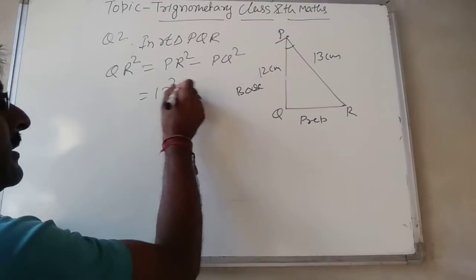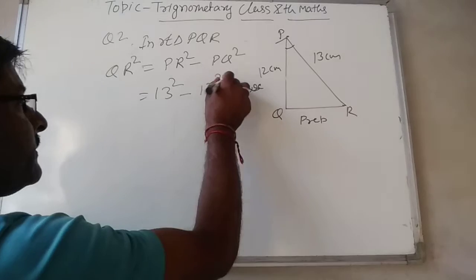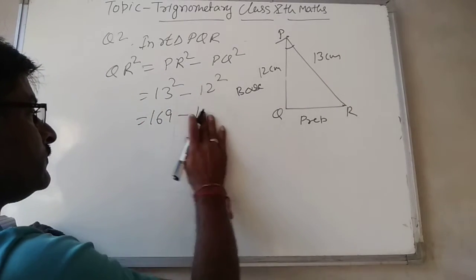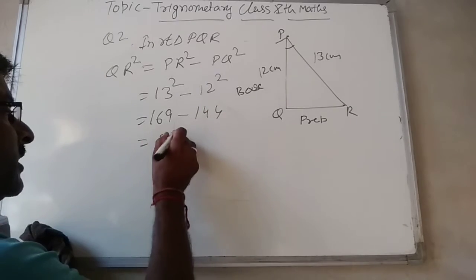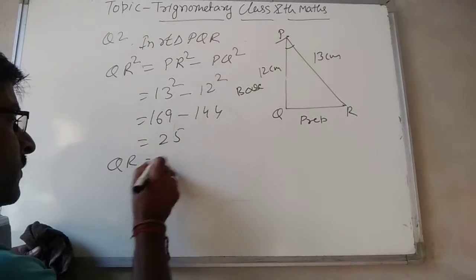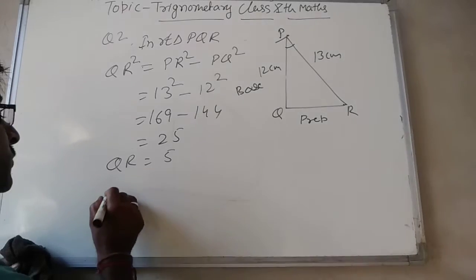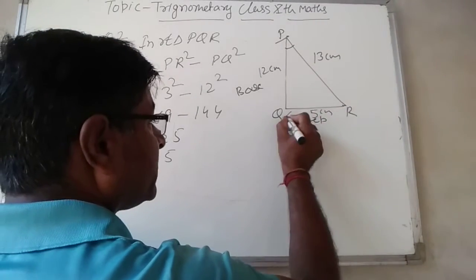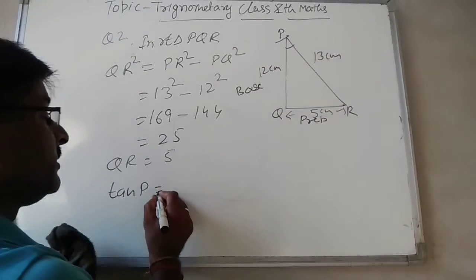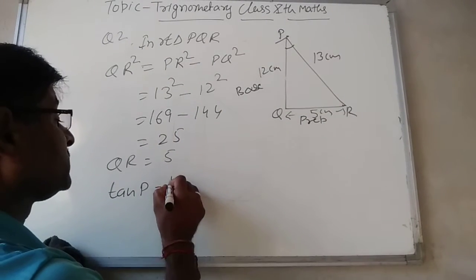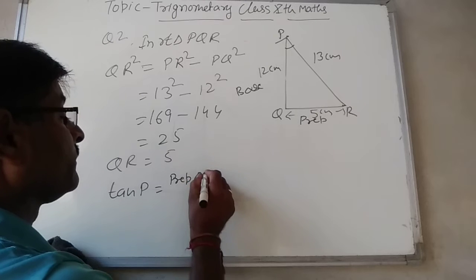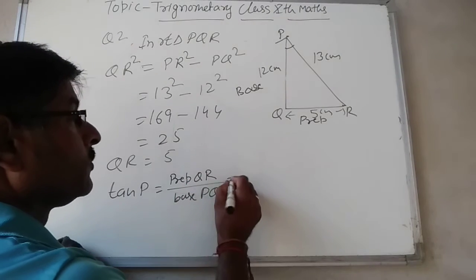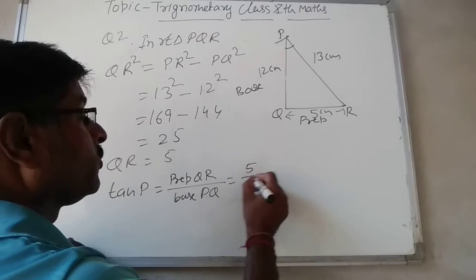So 13 squared minus 12 squared, 169 minus 144, is equal to 25. So QR is equal to 5. Now you can find tan P. Now we have all the three sides of the triangle. This is 5 centimeter. For tan, the ratio becomes perpendicular upon base. So here perpendicular is QR and base is PQ. QR length is 5 and PQ length is 12, so 5 upon 12.